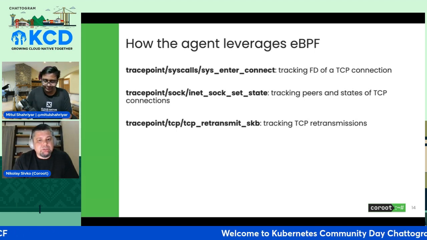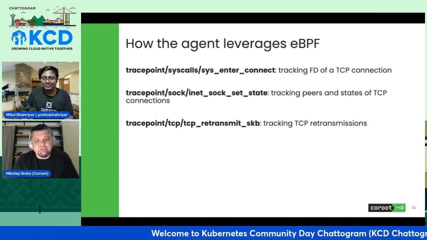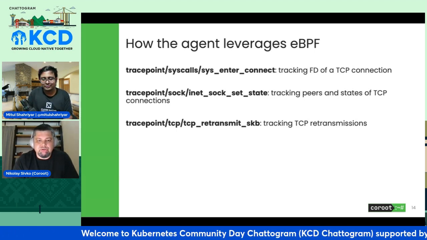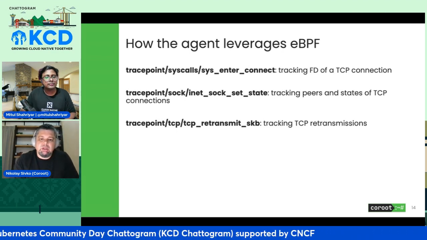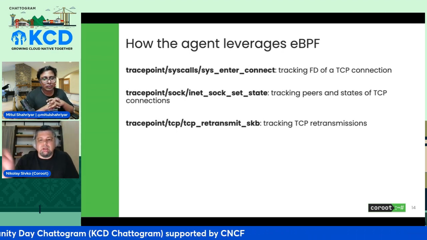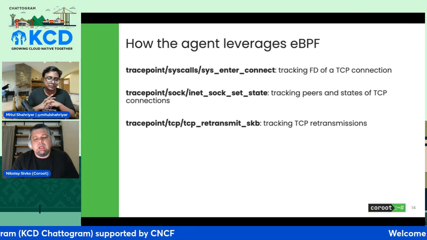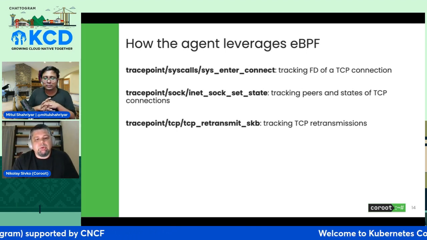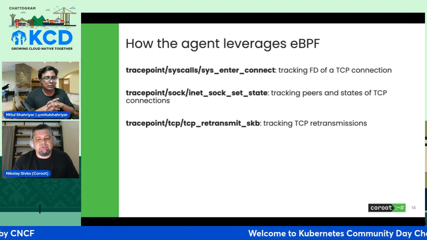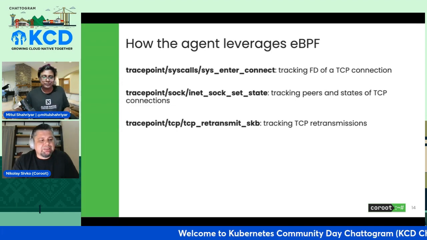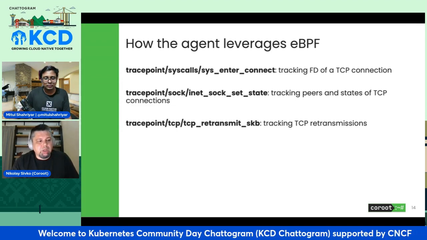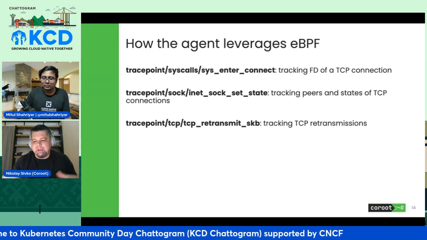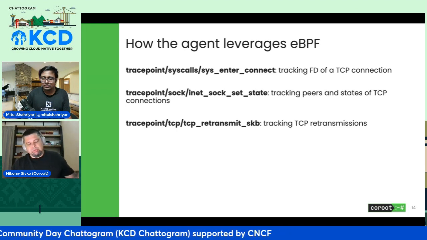Also, the agent tracks all TCP communications between containers. It tracks outbound TCP connections from every process to any TCP endpoint, and it also calculates the number of TCP retransmissions to be able to identify situations where there is some packet loss between two particular containers.